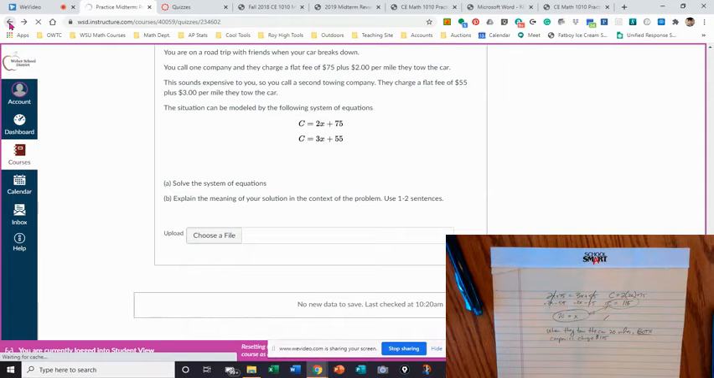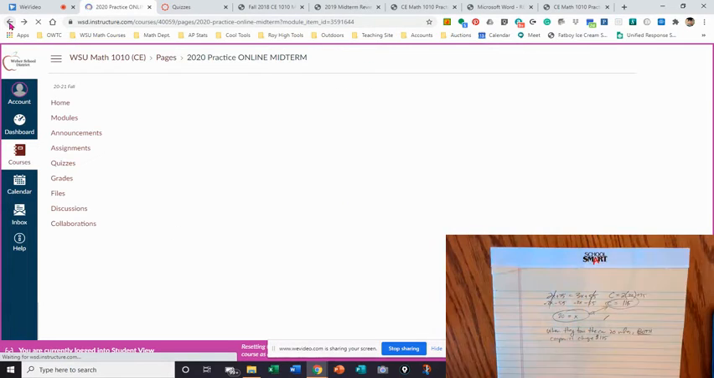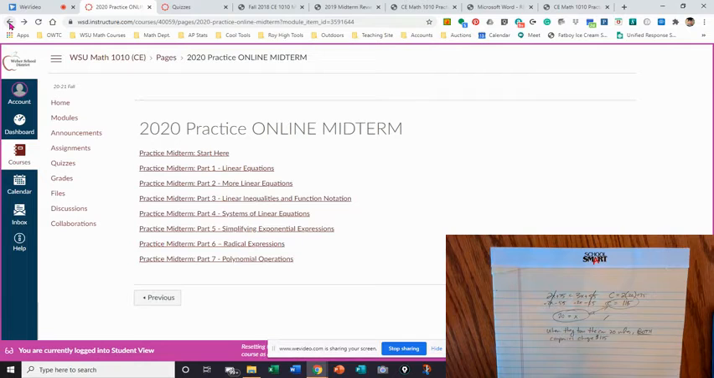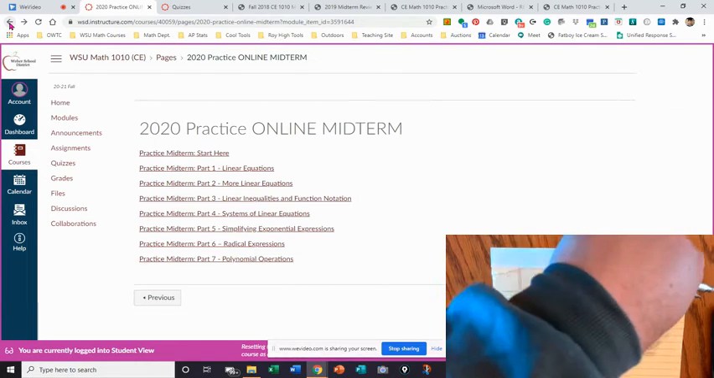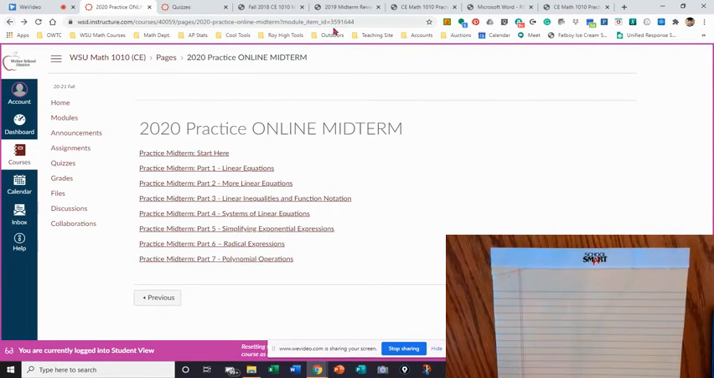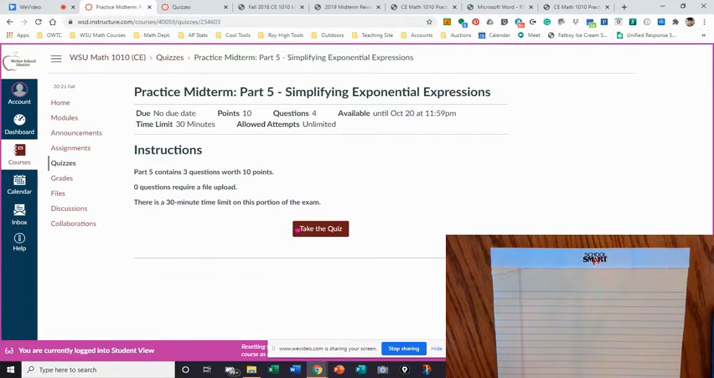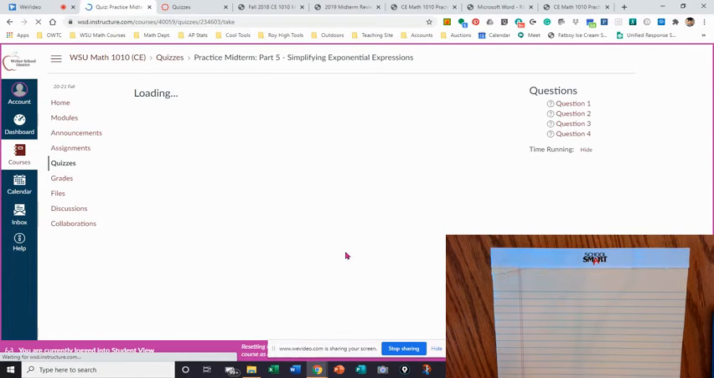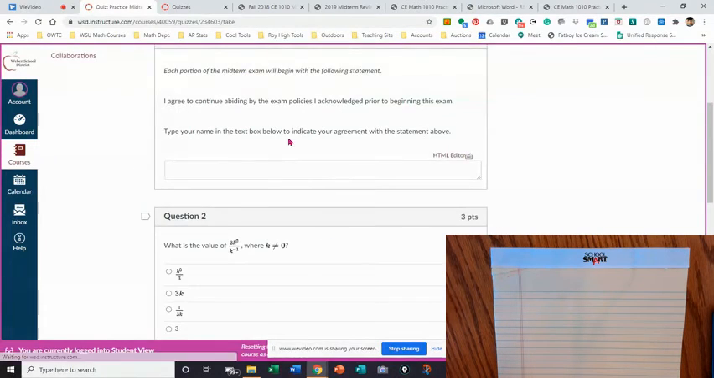Let's look at another equation system. Let's look at another section. Okay, a section on simplifying exponential expressions. Yeah, I'm going to take the quiz. I get 30 minutes, yada, yada, yada. Hurry up. And there's that sign thing again, right?